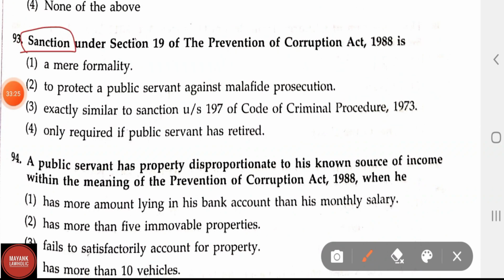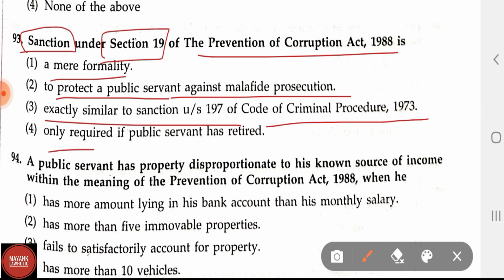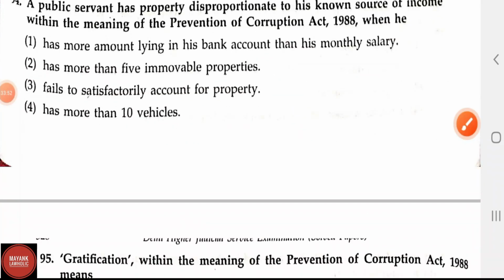Sanction under Section 19 of the Prevention of Corruption Act 1988 is a mere formality; to protect a public servant against malafide prosecution; exactly similar to Section 197 of the Code of Criminal Procedure 1973; only required if the public servant has retired. In question number 93, the correct answer is option 2, to protect a public servant against malafide prosecution. Now let us see question number 94.